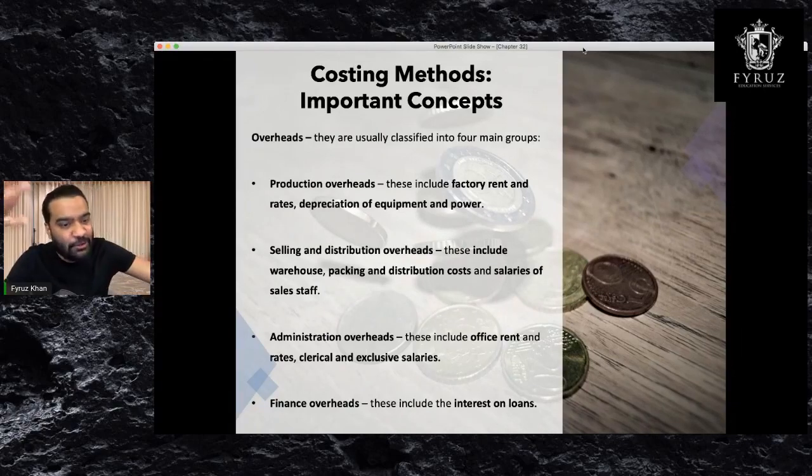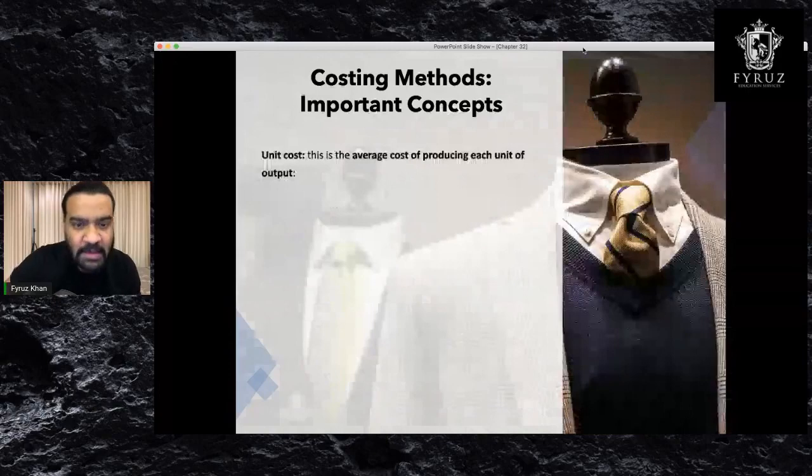Now, you need to know these, how costs are separated and allocated. Production overheads, selling and distribution overheads, administration overheads, finance overheads, right?